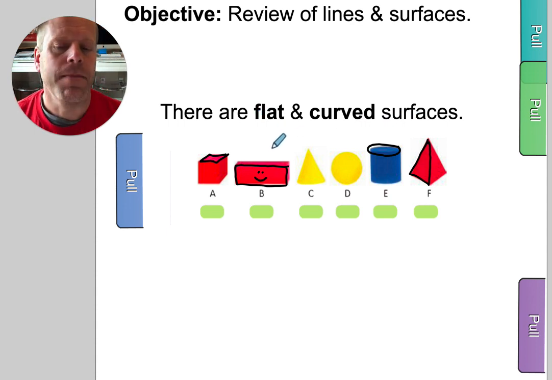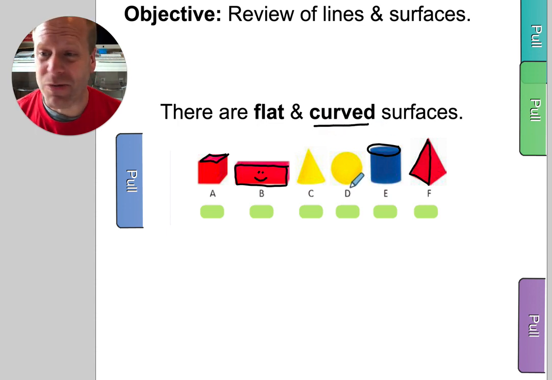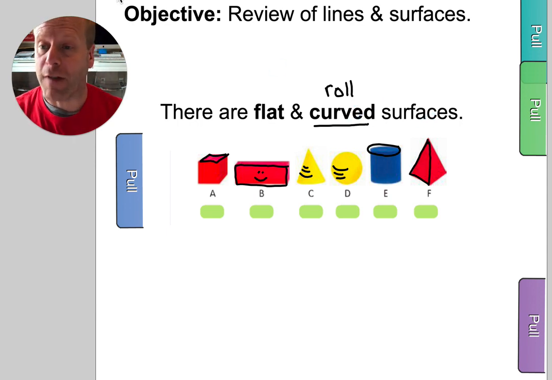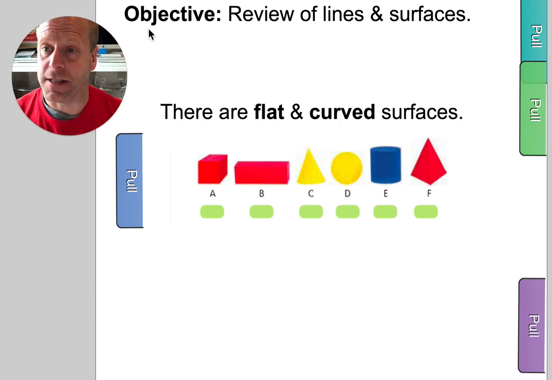Count those up. But then also, there are some shapes that do not have very many flat surfaces. I guess the cone has one on the bottom, but if you look at the side of the cone, it's rounded. Same with the ball. These would just roll, right, across. If they roll, that's because they are definitely curved surfaces. So you're going to be looking for flat and curved surfaces on your test today.